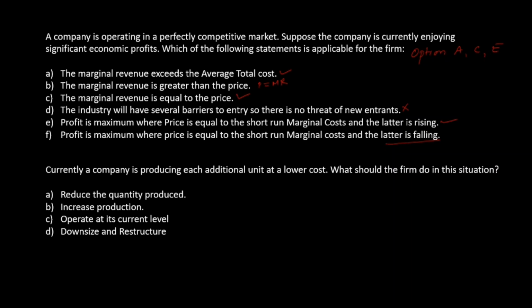The next one, currently a company is producing each additional unit at a lower cost. So what should the firm do in this situation? Option A, reduce the quantity produced, B, increase production, C, operate at its current level, or D, downsize and restructure. Now you know that the company is producing each additional unit at a lower cost. So this means that the company is currently operating under economies of scale. So the firm should increase the quantity of production to grow and become more efficient. So I choose option B. So the firm should increase its production because it's currently operating under economies of scale.